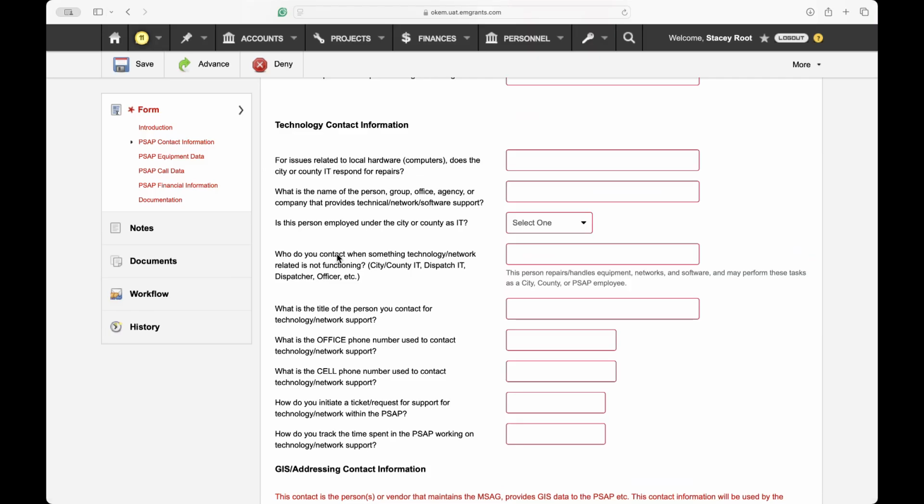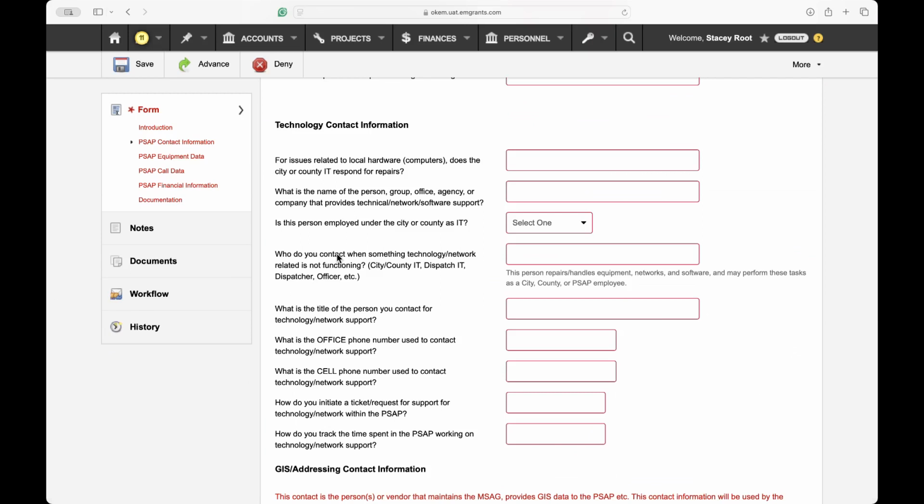How does that transpire? So let me add a little bit to that. So if we look at the first question there, for issues related to local hardware, does a city or county IT respond for repairs? The next one is who's the person? So what is the name of the person, group, office, agency, company that provides technical network software support?